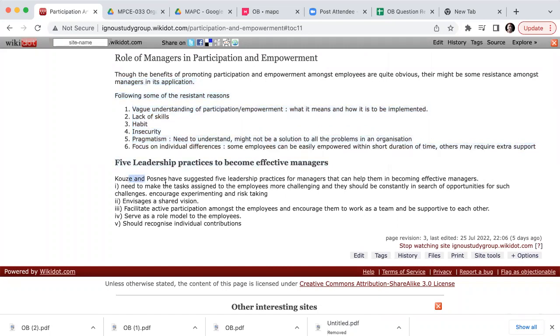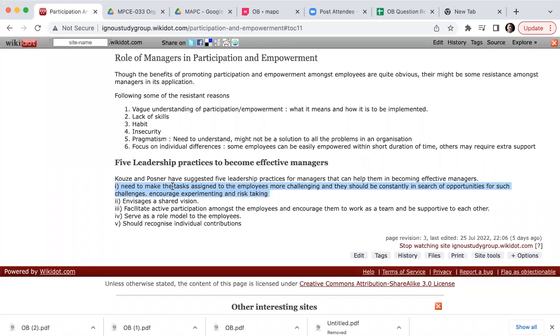So what are the five leadership practices to become an effective manager, and how can you actually become one? First, you need to make tasks challenging enough for people so that they stay motivated. Employees do search for complex, challenging jobs, and you should be able to give that. Second, you should encourage a problem-solving mentality. Experimentation, risk taking and all those things need to be encouraged.